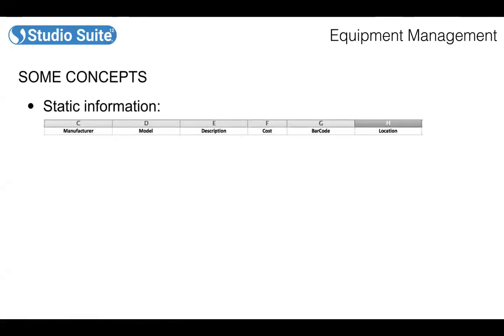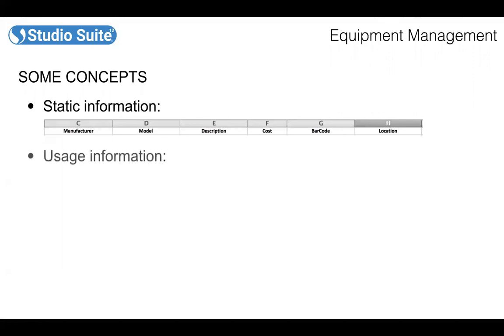And I want to start talking about some conceptual things first. So when we're managing equipment, there's static information, and that's what you'll often see in a spreadsheet of equipment. Manufacturer, model, description, cost, barcode, location, some other things like that. That information stays the same all the time.